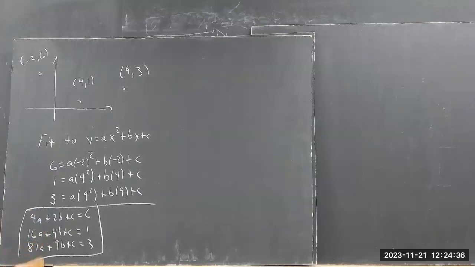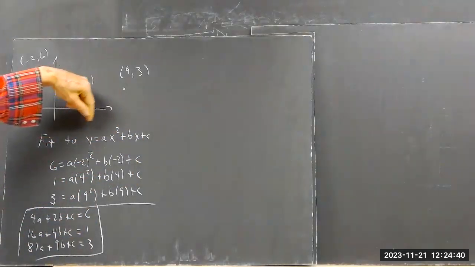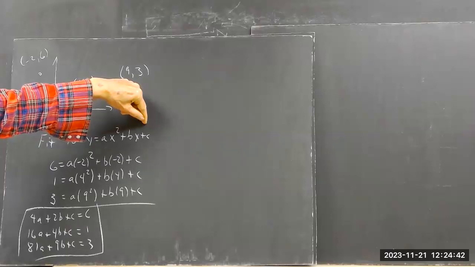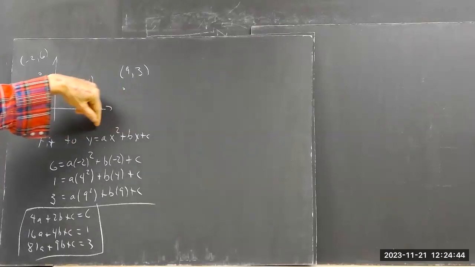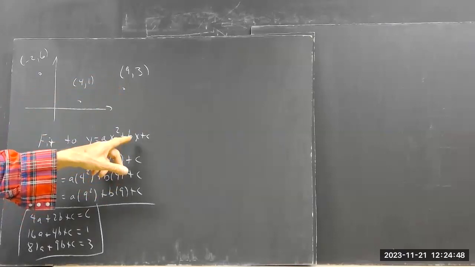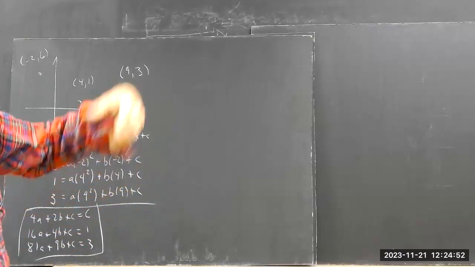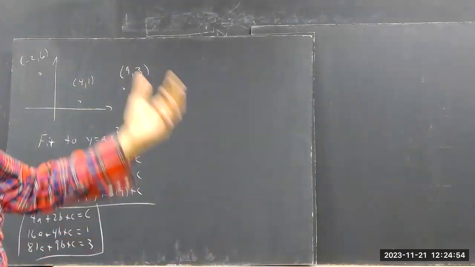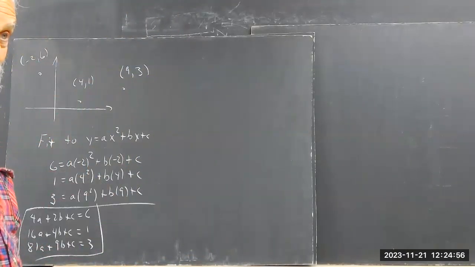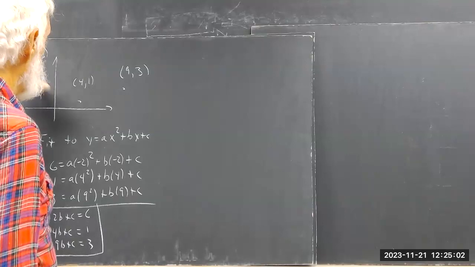And what do you have then? If you find a, b, and c and plug those numbers in, you have a quadratic function with an axis of symmetry at -b over 2a, and zeros at negative b plus or minus the square root of b squared minus 4ac all over 2a, okay? So this tells us that there is a quadratic function that fits these points.